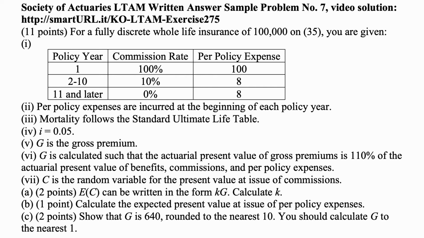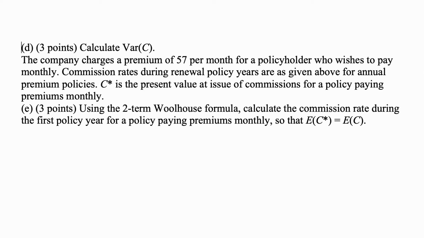C is the random variable for the present value at issue of commissions. Part A question is, E of C can be written in the form K times G. Calculate K. Part B, calculate the expected present value at issue of per policy expenses. Part C, show that G is 640 rounded to the nearest 10. You should calculate G to the nearest 1. D, calculate the variance of C.